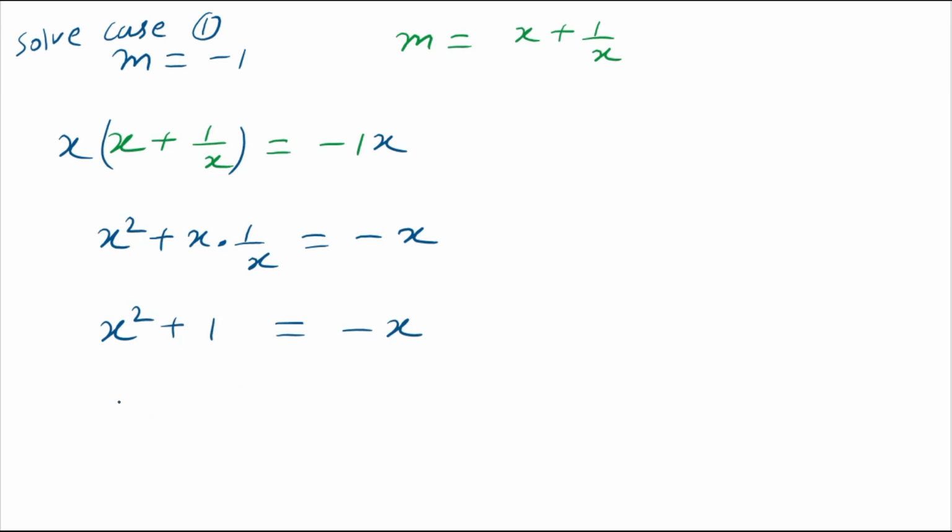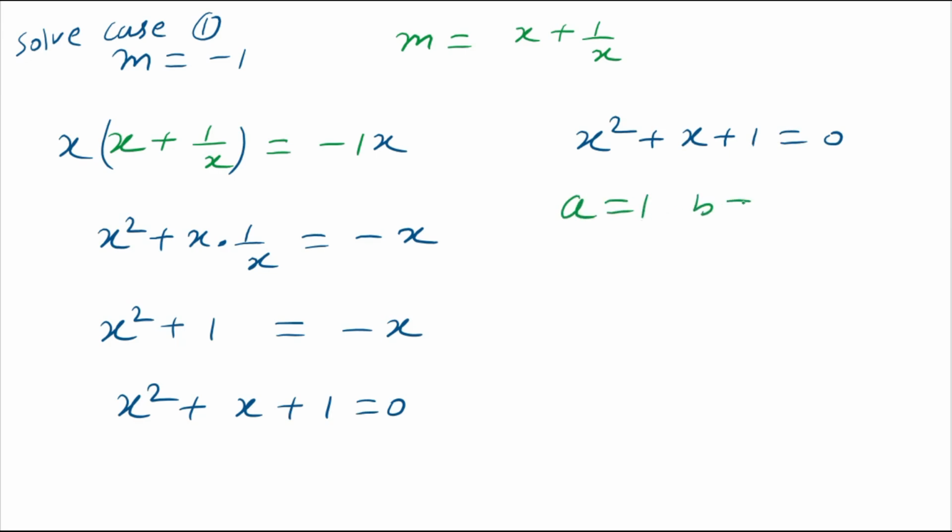Now if we take all the expression on the same side, then x square plus x plus 1 is equal to 0. This is a quadratic equation in terms of x. Here the value of a is equal to 1, the value of b is also 1, and the value of c is 1. Here we will apply the quadratic formula: x is equal to minus b plus minus square root of b square minus 4 times ac, divided by 2 times a.